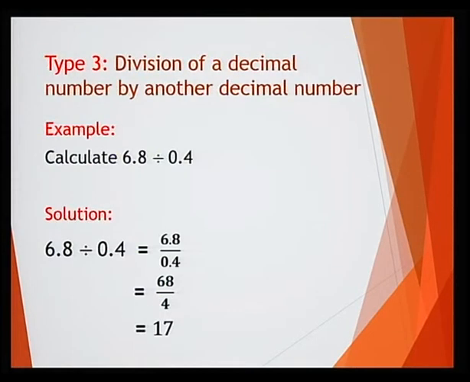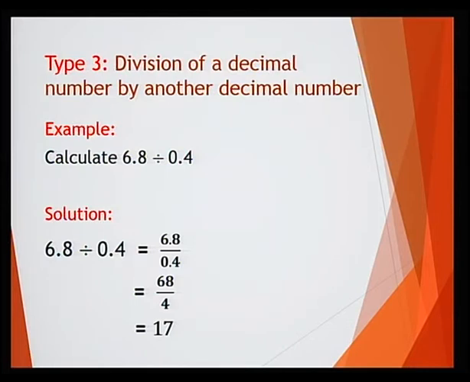We now move on to the third type. Division of a decimal number by another decimal number. So let us see. Calculate 6.8 divided by 0.4. So 6.8 divided by 0.4, I move the decimal point one place to the right, both in the numerator and in the denominator. Why do I do this? To avoid division by a decimal number.